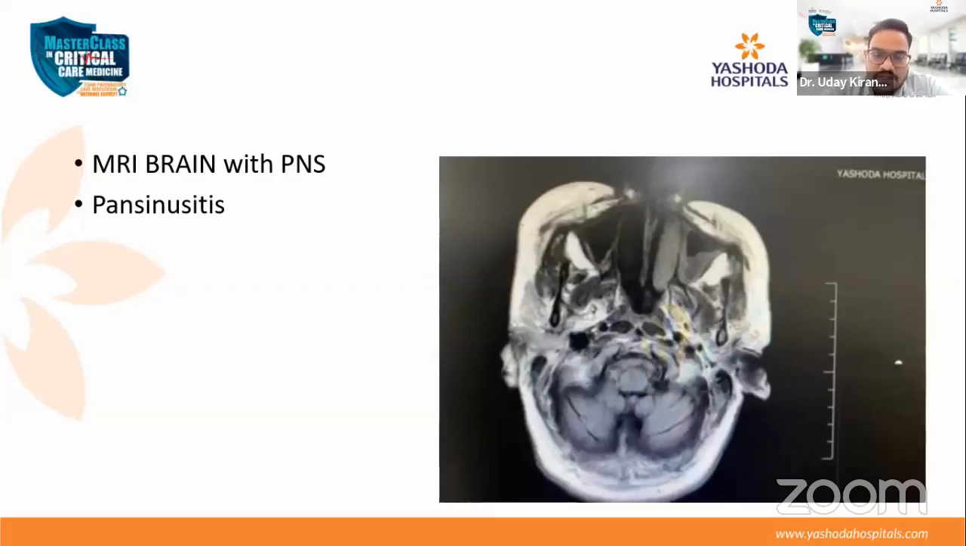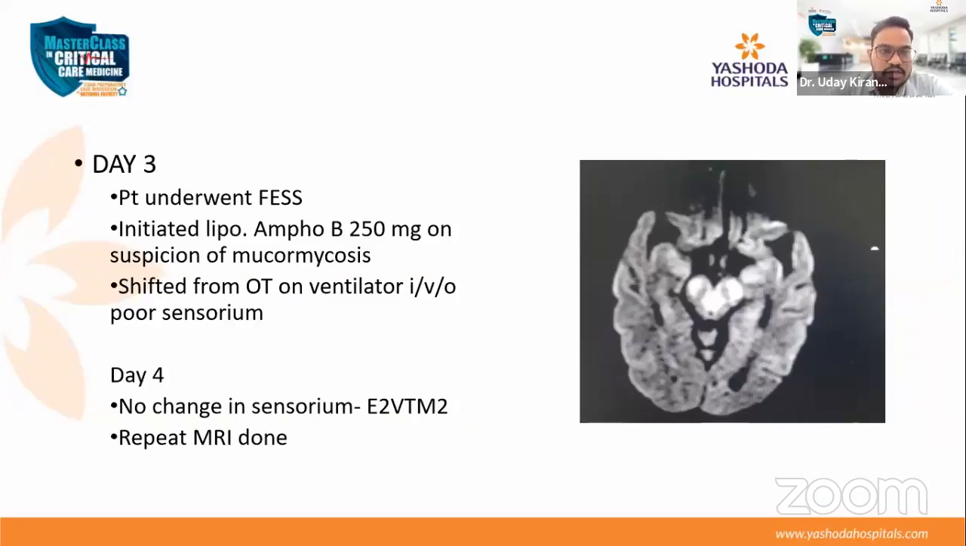And we consulted the ENT department. Patient on day three underwent functional endoscopic sinus surgery, and initially empirically initiated on liposomal amphotericin B, around 5 mg per kg we initially started, sir. And patient shifted from OT on ventilator in view of poor sensorium. Patient sensorium is not improved from anesthesia, and he is continued on mechanical ventilation therapy on day three, sir.